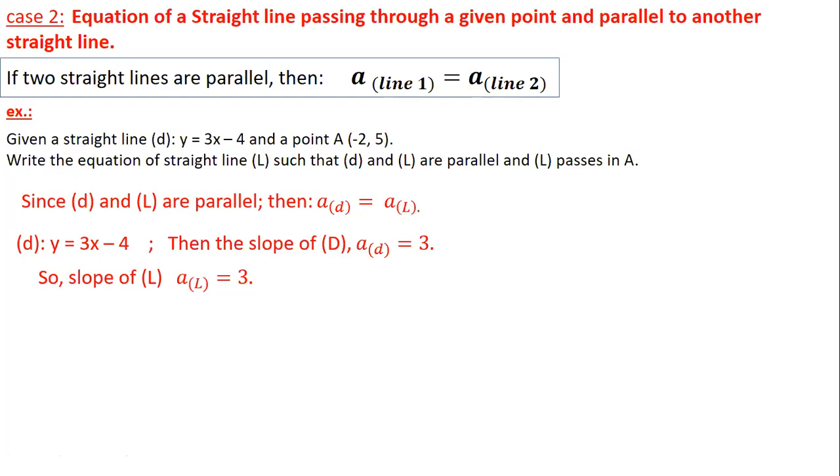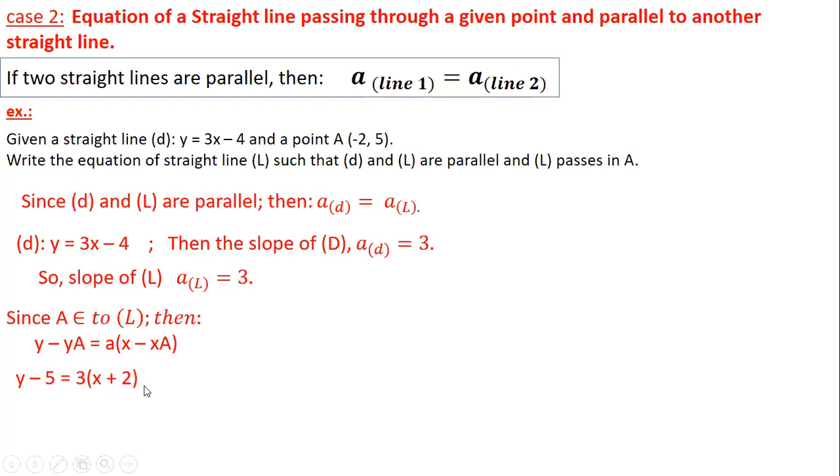It belongs to L. So we write, since A belongs to L, then we go back to the equation I told you about before. y minus yA equals slope into x minus xA. Now I replace the ordinate of A, I replace the slope I found here, I replace the abscissa of A. So I get y minus 5 equals 3 into x plus 2.